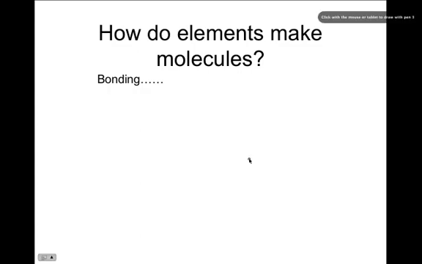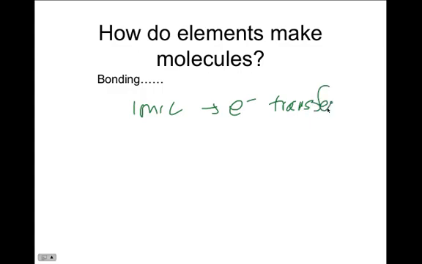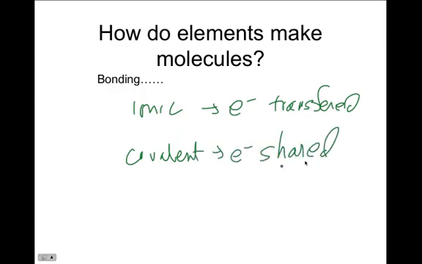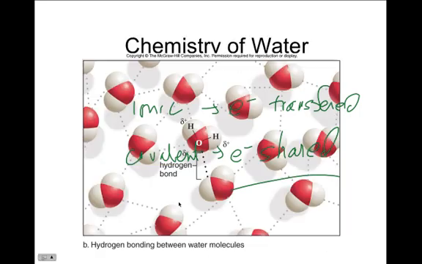And by now you should have a really good idea of the types of bonding, the difference between an ionic bond in which the electrons are transferred, or a covalent bond in which the electrons are shared. In either case, whether the electrons are transferred from the outer orbital or whether the electrons are shared, both of these cases are in order to make a more stable element.